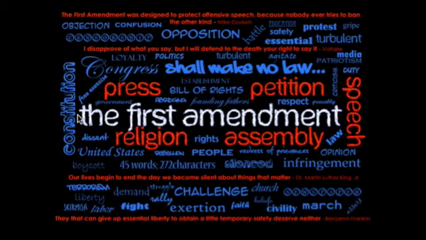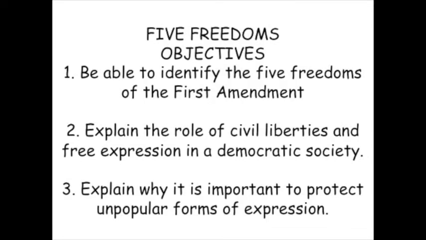The objectives of this lesson are, first, to be able to identify the 5 freedoms of the First Amendment, which really is 5 and a half. Freedom of religion has 2 parts. We'll talk about that in a little bit. Also, I want you to be able to explain the role of civil liberties and free expression in a democratic society such as ours. And lastly, you need to be able to explain why it is important to protect unpopular forms of expression, including those who you disagree with.